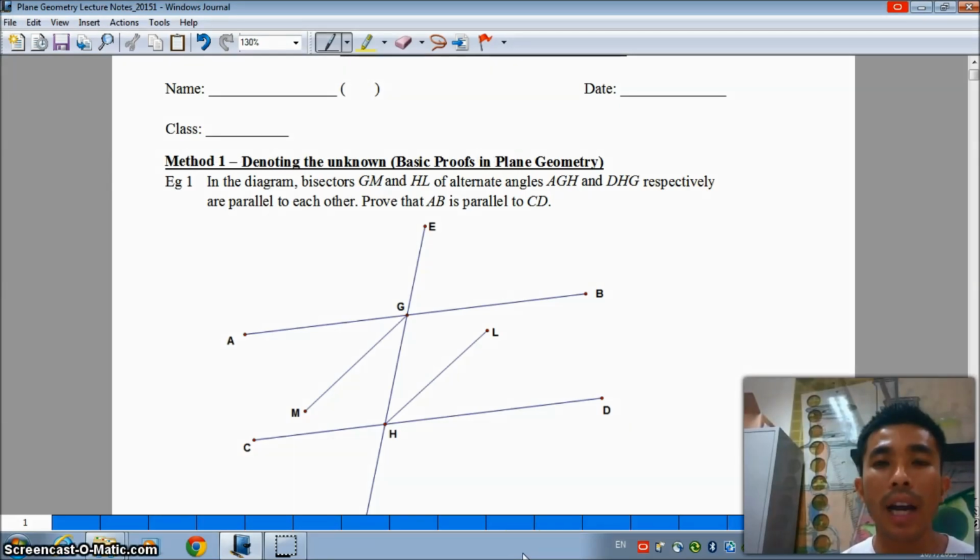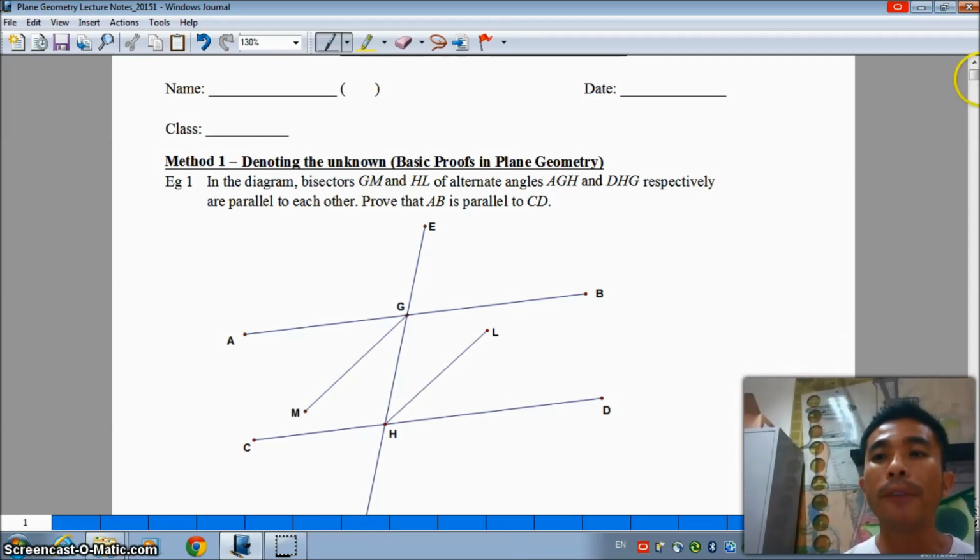Hi, we have finally come to the last chapter in AMath, Proofs in Plane Geometry. Very importantly, we're going to make use of all the concepts that we have understood about geometry and actually apply it in the AMath topic itself. There are four various methods in doing our proof, but today we're going to touch on method 1, basic proofs in plane geometry. And the method that I'm going to use is denoting the unknown. This is a very useful method which I've shared with you all previously. We're going to recap again today.